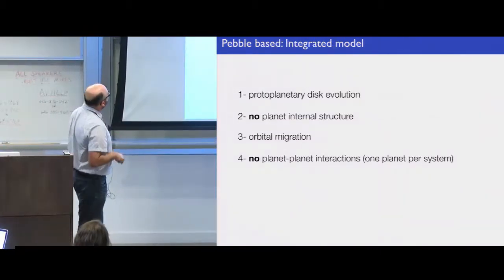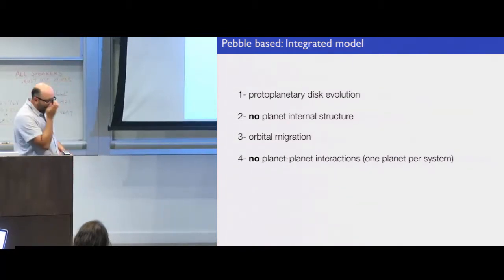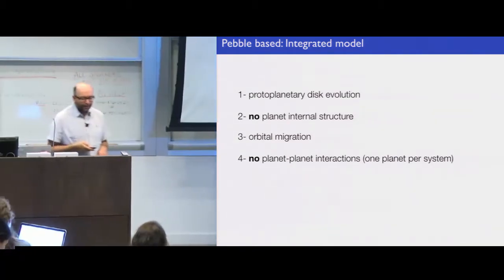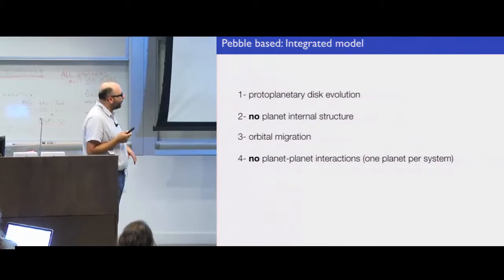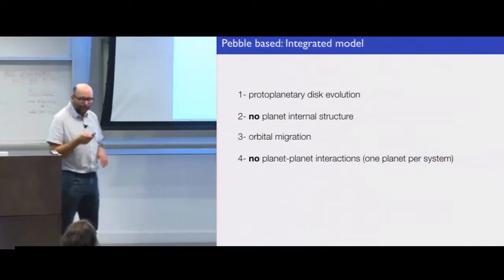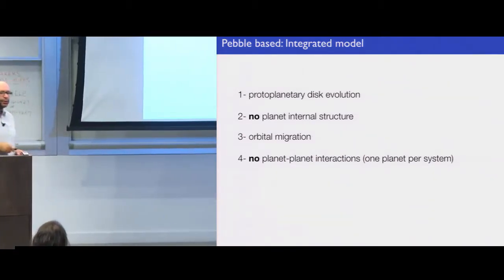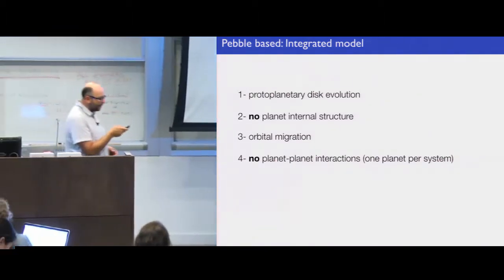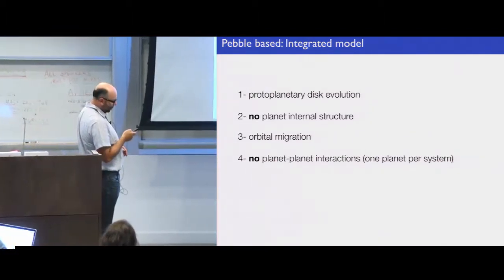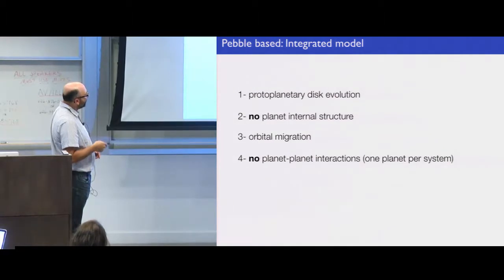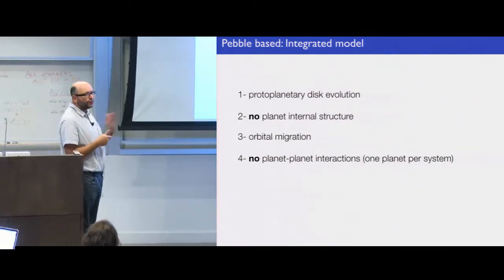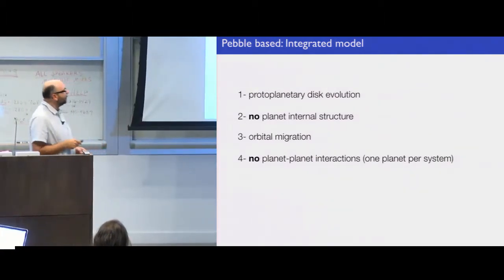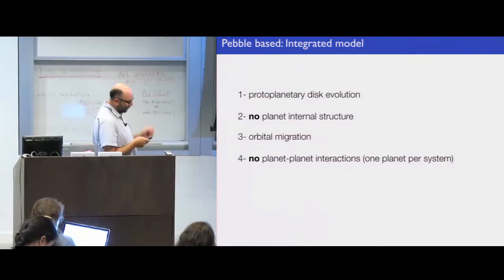So let's move to pebble-based models. Pebble-based models, if I remember, the first paper is 2010, so it's quite recent. The models that I will show now have less physics inside, in particular. What I will show are models based on the formation of only one planet, so there is no planet-planet interaction in these models.